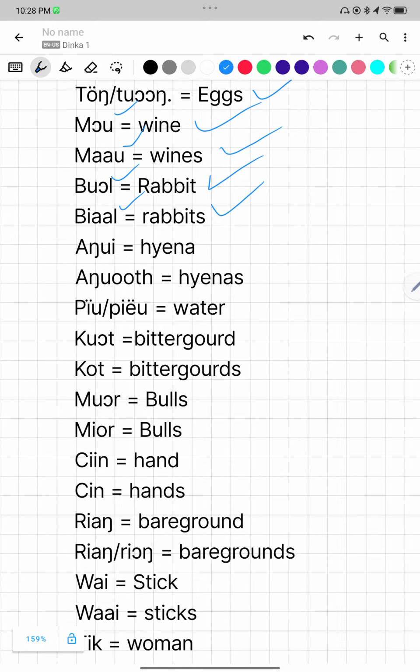Rabbits. Angui, A-N-G-U-I, means hyena. The plural form of angui is angot. Angot, A-N-G-O-T, hyenas. Pew. And when we say pew, there is a lot of water. Pew, water.